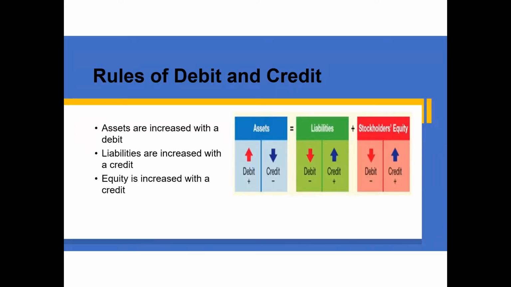We learned that liabilities are increased with the credit and equity is increased with the credit. We talked about some different liability accounts and some different equity accounts in the last video as well. If you have not noticed, this is just the accounting equation: assets equals liabilities plus equity. I explained this in great detail in the last video. Assets increase with the debit and liabilities and equities increase with the credit.